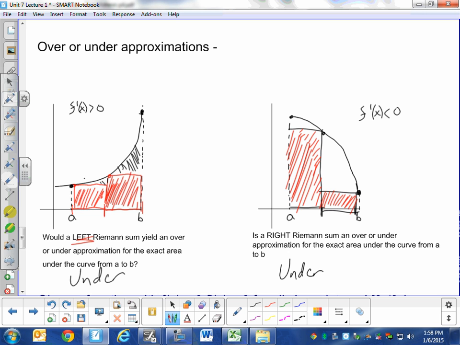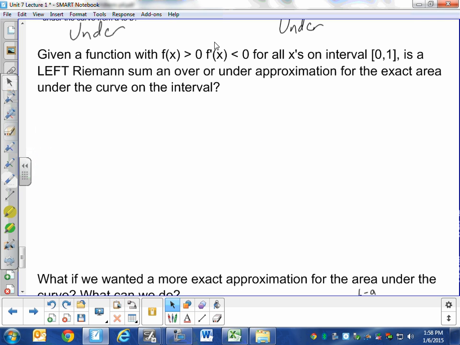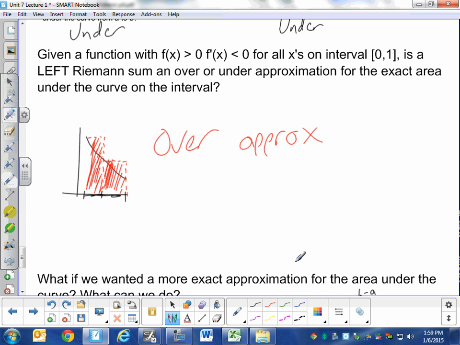Okay, but if I switched up the question, let's maybe do one more question. Given a function with f of x bigger than 0 and f prime of x less than 0, is a left Riemann sum an over or under approximation? Well, sketch this curve. My function values are positive, but since the derivatives are less than 0, my function is decreasing. I don't care how I draw a decreasing function. I do a left Riemann sum, so let's say I take two rectangles from here to here and here to here. I would take the function value on the left of my interval as the height of my rectangle. This area would be over the exact area under my curve. So this would be an over approximation, which means exact is a little bit under.